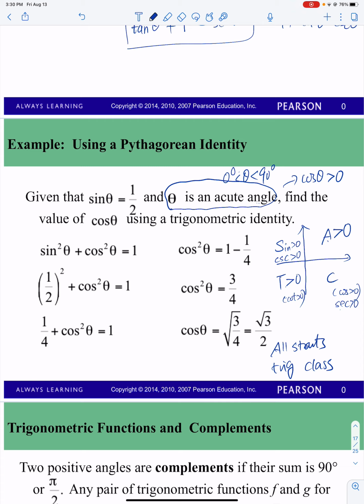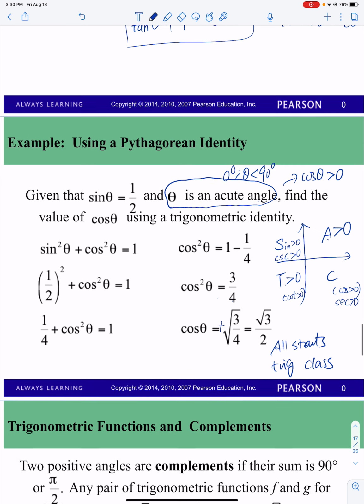So sine squared plus cosine squared equals 1. Cosine squared equals 3/4. And this is why you only keep the positive here. So the square root gives square root of 3 over 2.